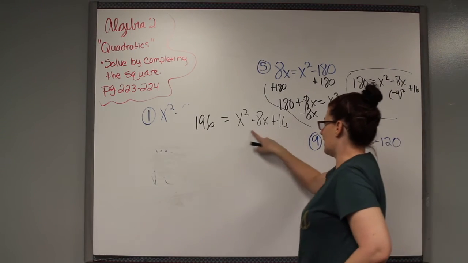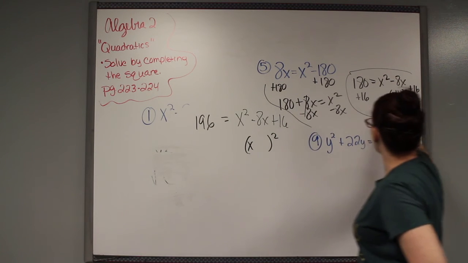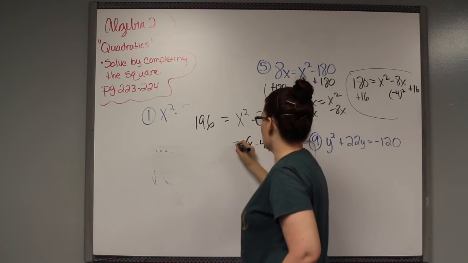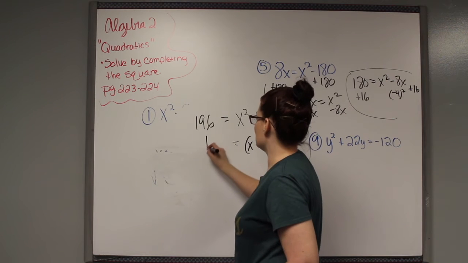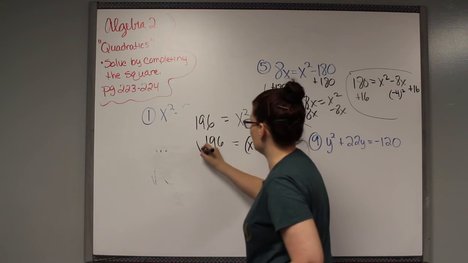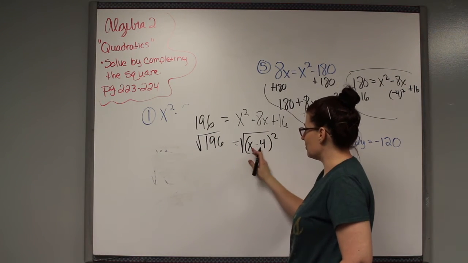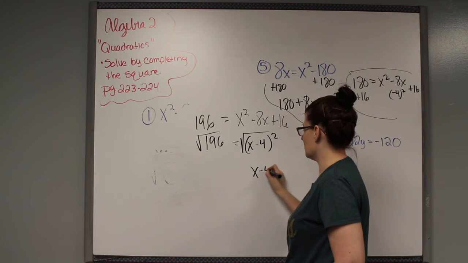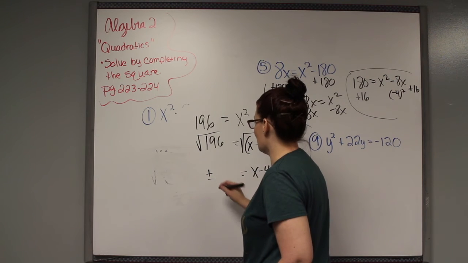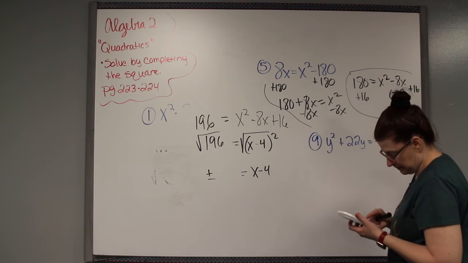Now, remember, I got to factor this. And I'm going to take whatever number that I had put in parentheses right there, which is minus 4. And I'm going to leave this one alone. Then I need to take the square root of both sides. Okay? This one's always just going to be what's in the parentheses, so x minus 4. Okay? This one has got to be a plus or minus, and let's see.